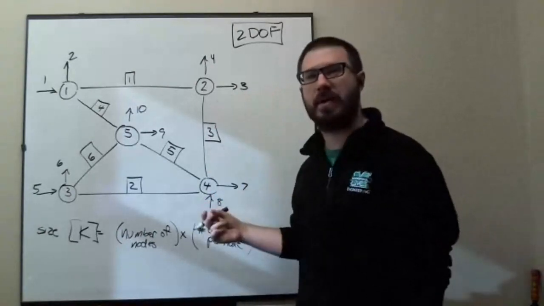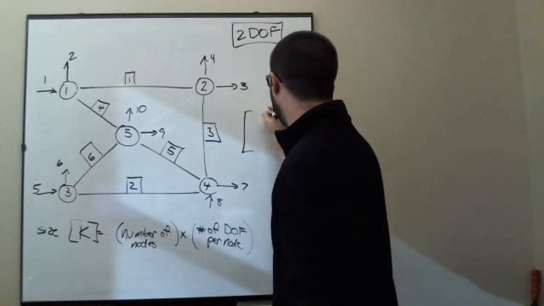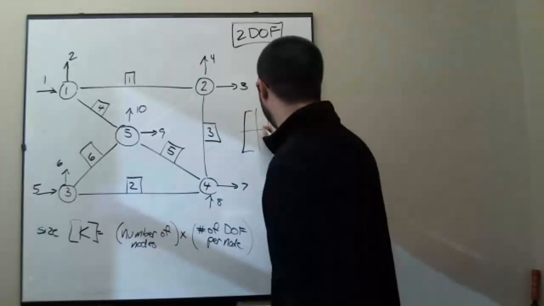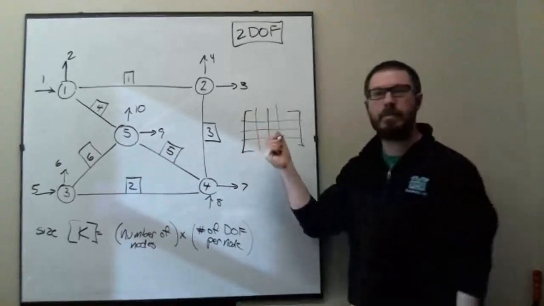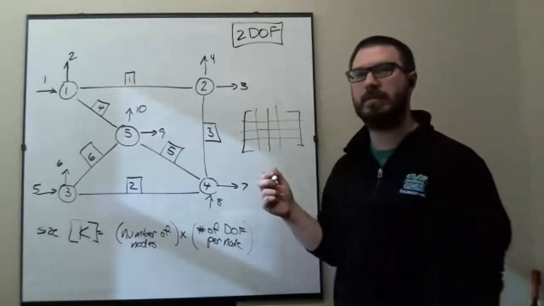Because now I've got additional degrees of freedom. So I've got, like, 1, 2. So each member is going to be 4 by 4. So I've got to figure out what's going on inside each one of these members.